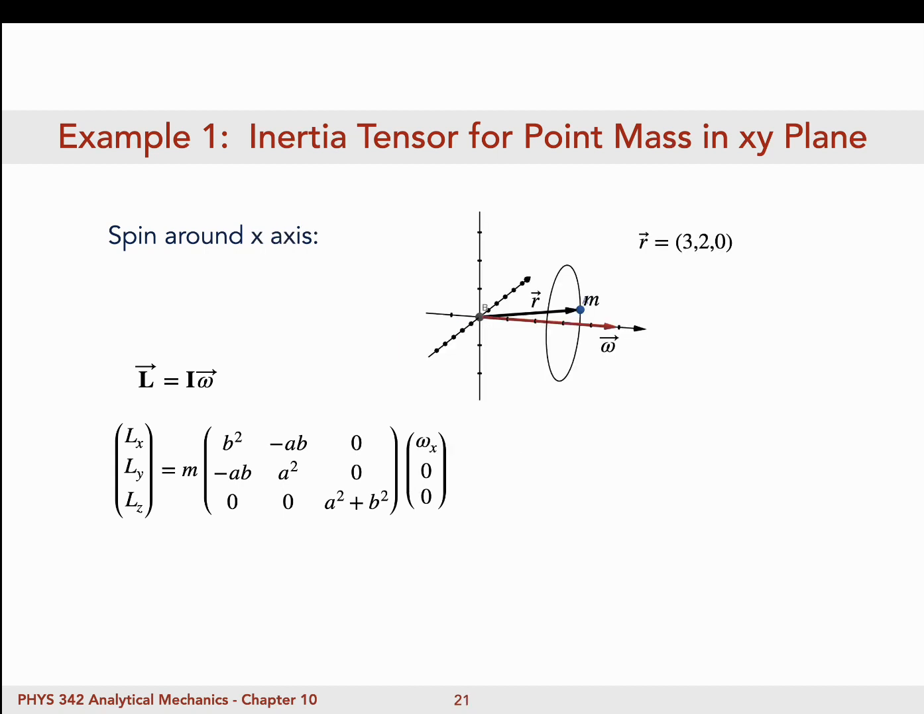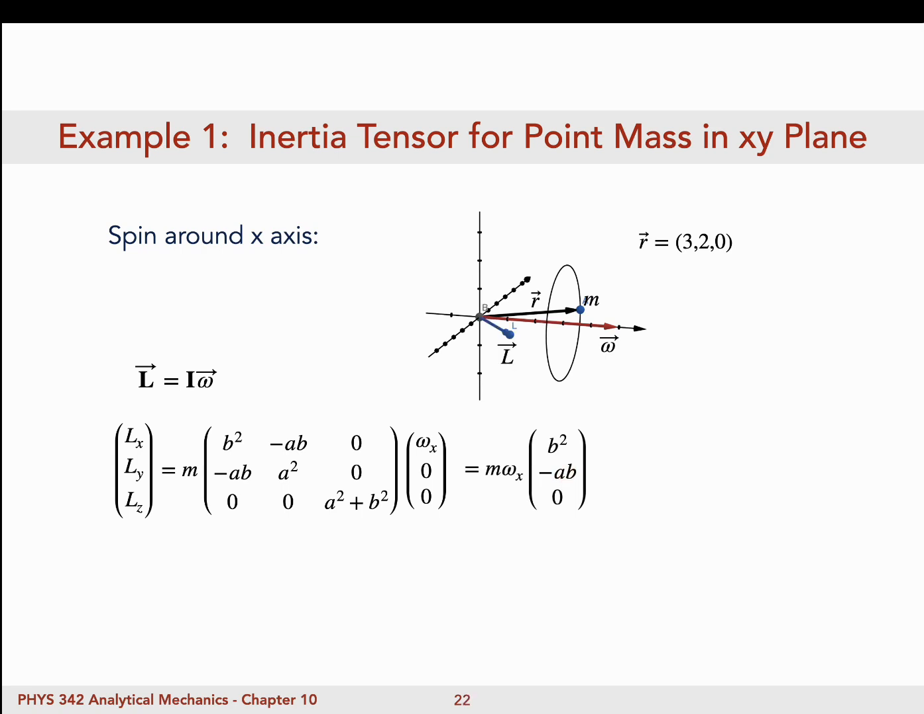Okay, let's spin the system around a different axis. So let's pick the x-axis now. So now we're going to spin it this way instead of this way. So we have an omega x here in the angular velocity vector. So when we do the matrix multiplication, now you get a term showing up from the top row. You get a b squared times omega x, so you just get m omega x b squared. But then the second row also gives a contribution, negative ab omega x. You get a negative ab there.